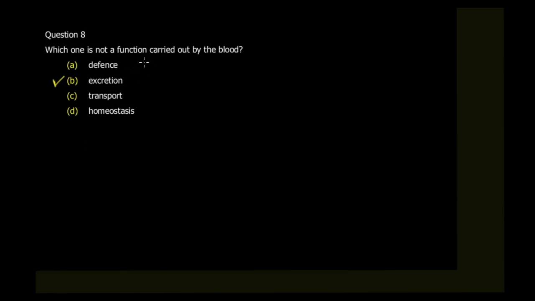Defense: you have the phagocytes and other specialized cells that defend the body against infection. Those are carried by the blood, and they also reside in the blood. So that's one function of the blood. And transport: the blood transports nutrients. It also transports gases. It also transports waste products from the body to certain parts that work as filters.